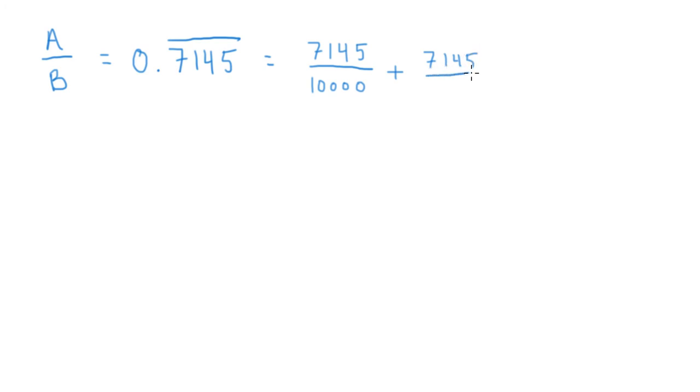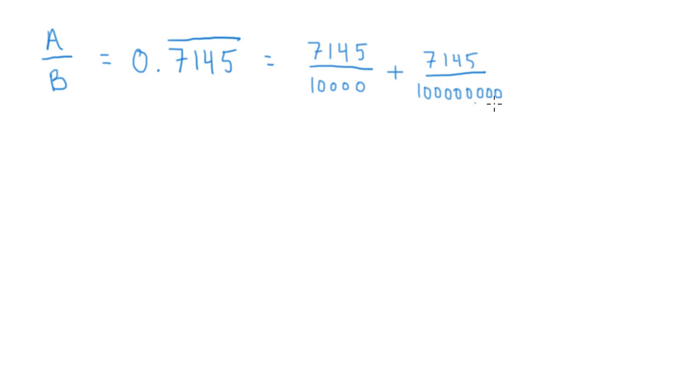So I can write that as 7145 over, okay, I need to move the decimal 4 places to get it past these 4 digits, but also 4 more places to actually place it in the right spot in the decimal representation. So this should be a 1 with 8 zeros. 2, 3, 4, 5, 6, 7, 8.